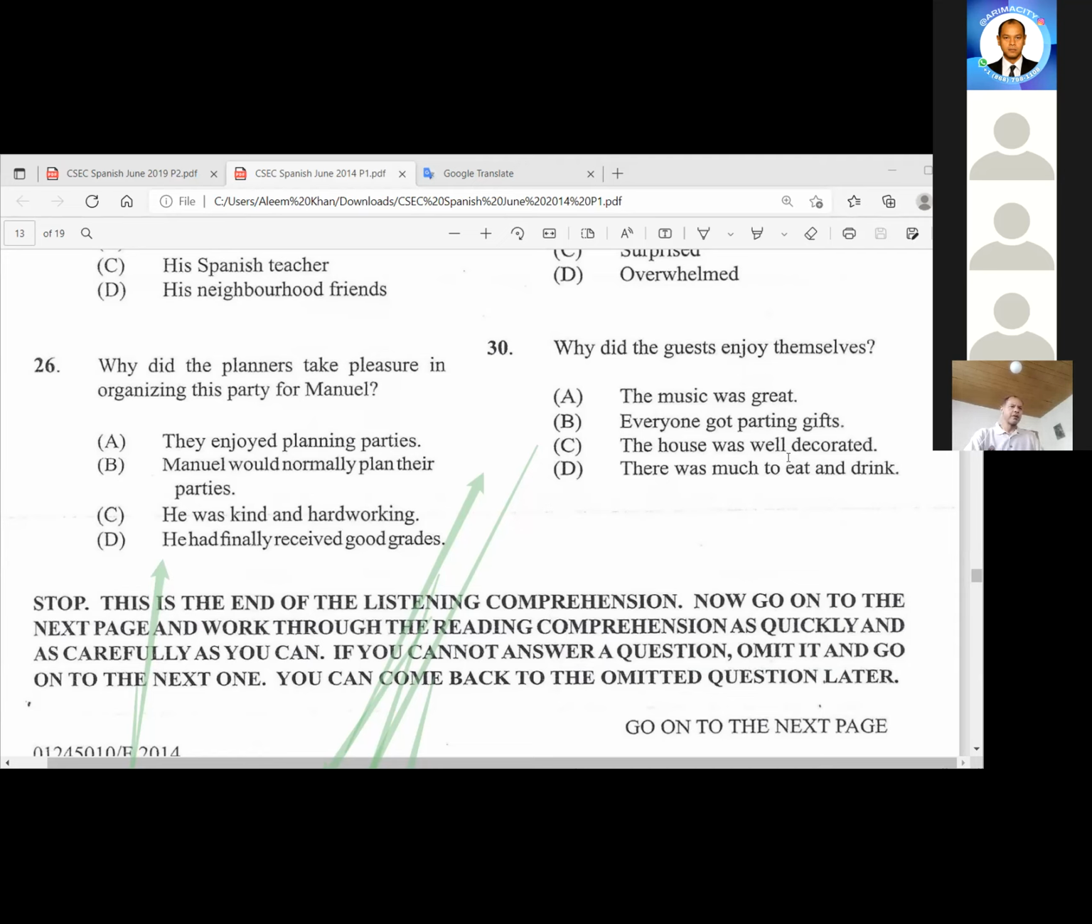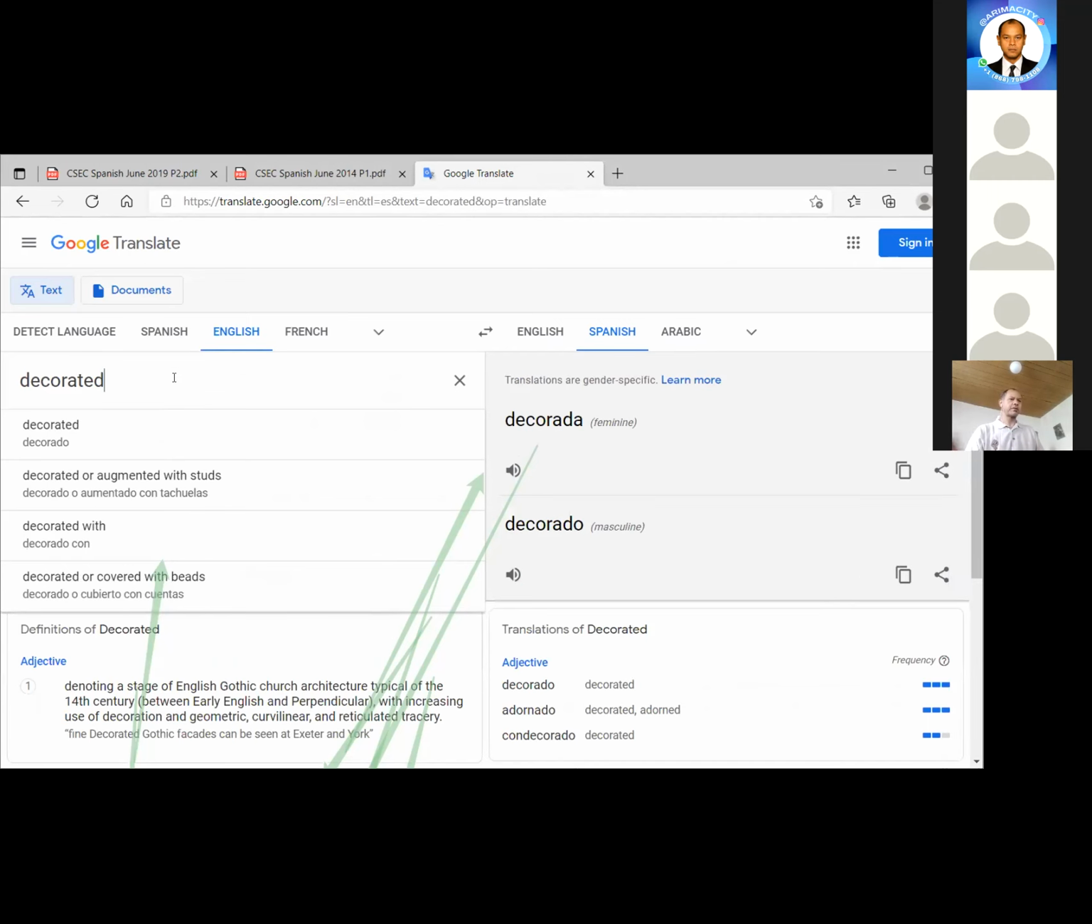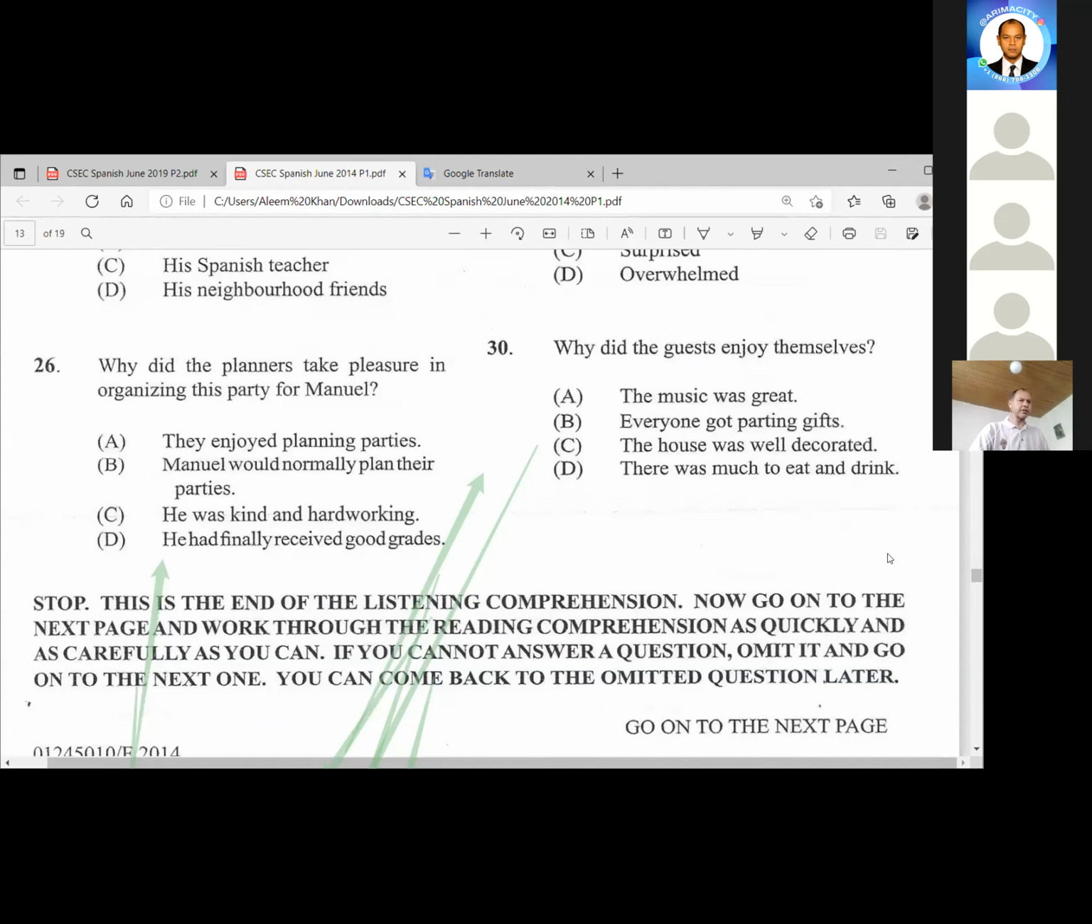¿Y qué más? The house was well decorated. La casa estaba bien puesta o bien decorada. ¿Cómo dirías decorated? A ver qué nos dice el diccionario. Decorado, sí, decorada. La casa estaba bien decorada, sí, está bien. Adornada, adornada. Okay, y finalmente, there was much to eat and drink. Había mucho de comer y beber. ¿De acuerdo?